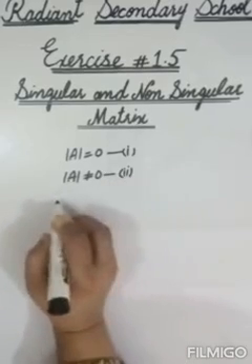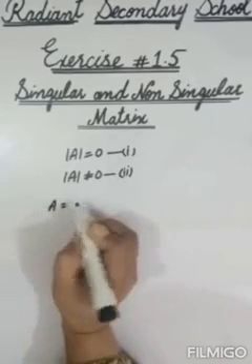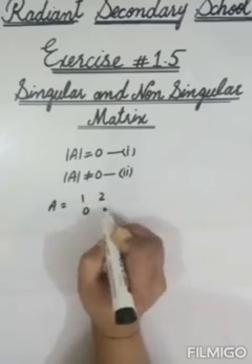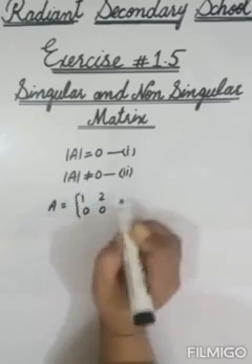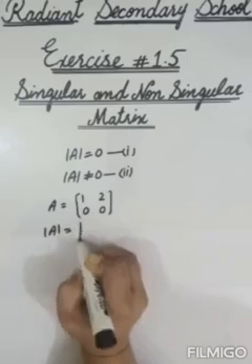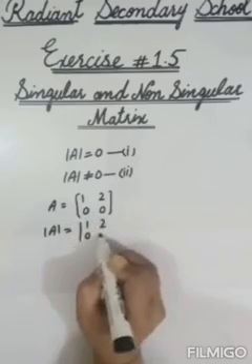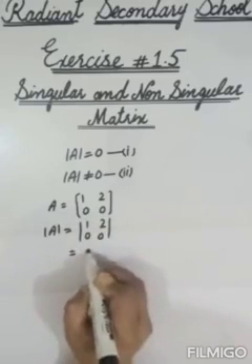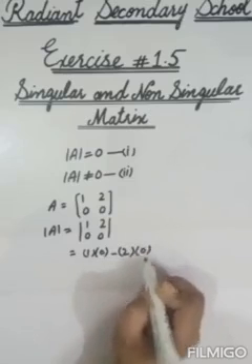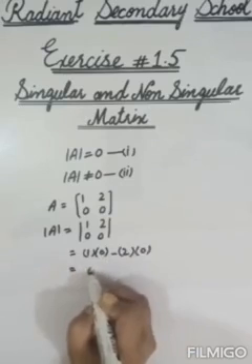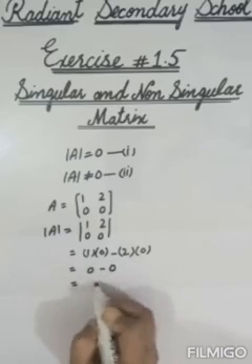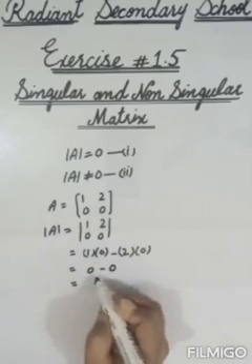For example, I have matrix A, which is equal to 1 0 2 0. Now by taking the determinant, which is equal to 1 into 0 minus 2 into 0, 1 zero is 0 minus 2 zeros are 0. The answer is 0. So the matrix A is singular.